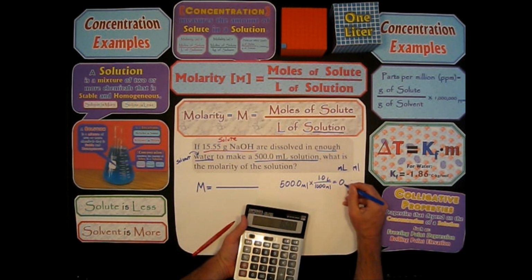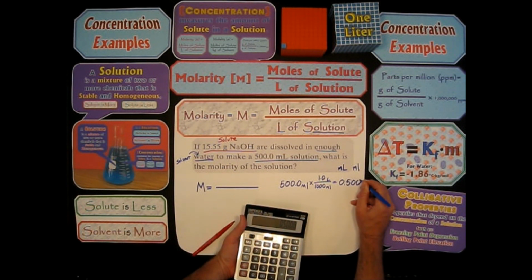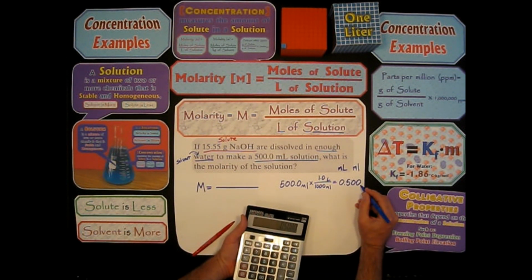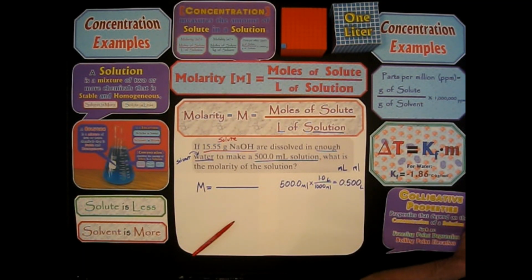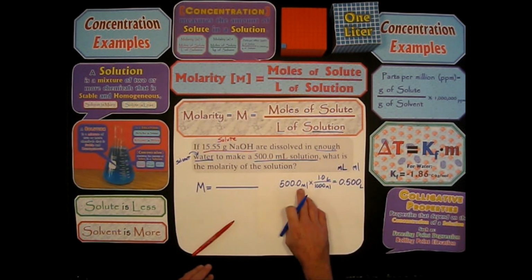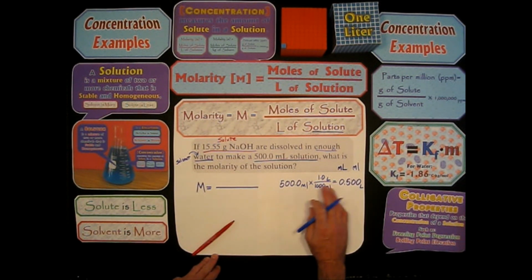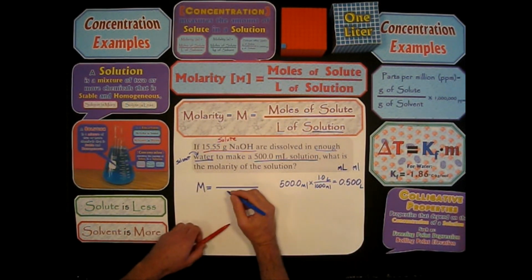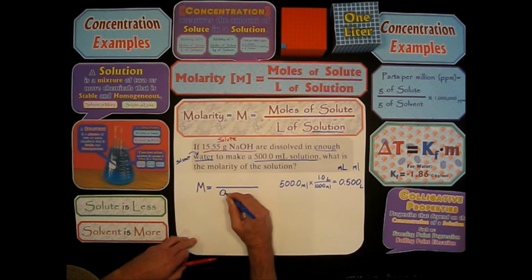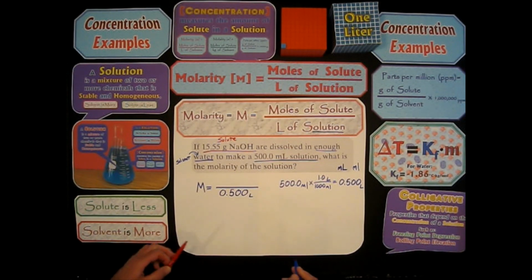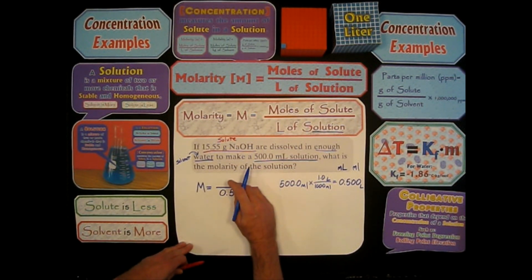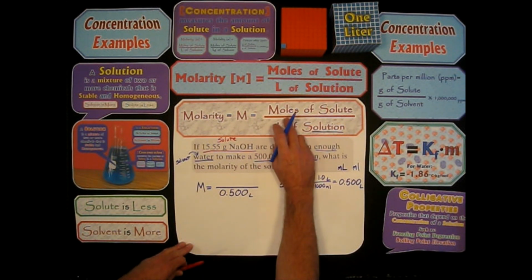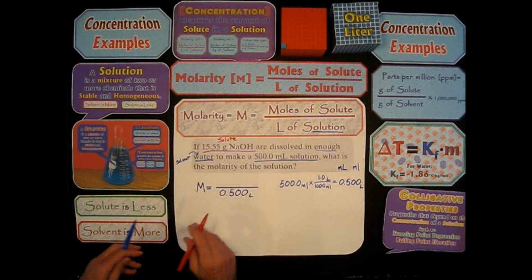So 0.500, and I could keep another 0, I'll just leave it like that. And now we write it as liters. Now liters is always capitalized. I know that's funny, but I do prefer to write milliliters this way, and liters is always capitalized. So boom, I've got my denominator, 0.500 liters. So now all I need is my moles. I need to get my numerator, moles of my solute.